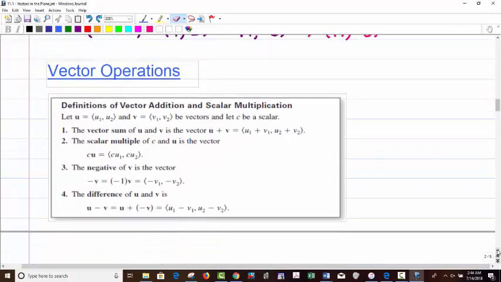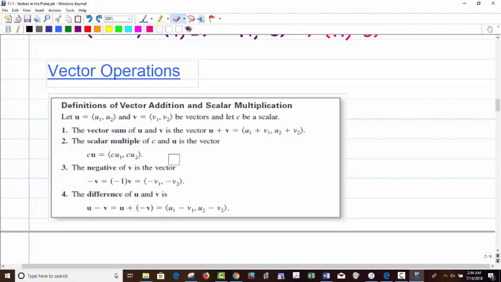Now here are some vector operations. Let's say we have vector u denoted in component form as (u1, u2), and v is (v1, v2), and we'll let c be a scalar. To add two vectors numerically, it's really easy. Just add their components. So u plus v would be (u1 plus v1, u2 plus v2). Easy enough.